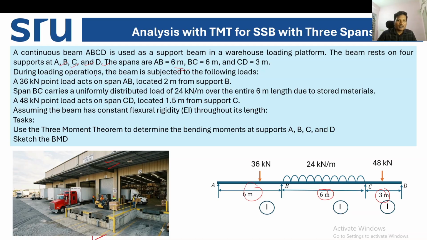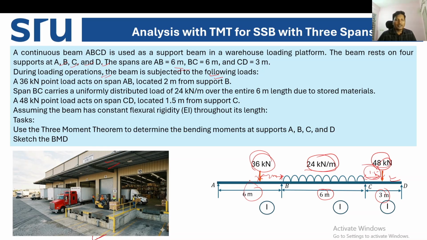During this loading operation, the beam is subjected to the following loads. A 36 kilonewton load is applied on span AB, situated 2 meter from B. A uniformly distributed load of 24 kilonewton per meter is applied on span BC, and another point load of 48 kilonewton is applied at the center of span CD, which is 1.5 meter from C.